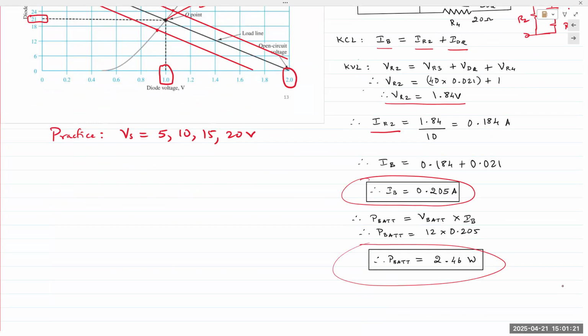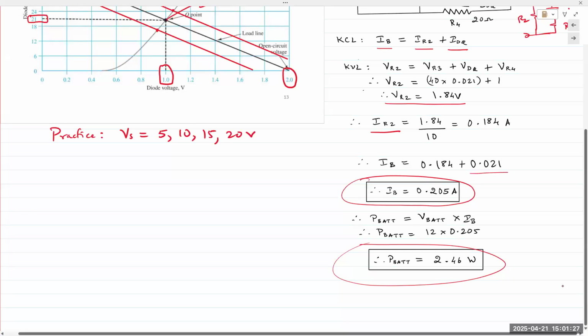Yes. Oh, that's the 21 milliamps. That's IDQ, the diode current.